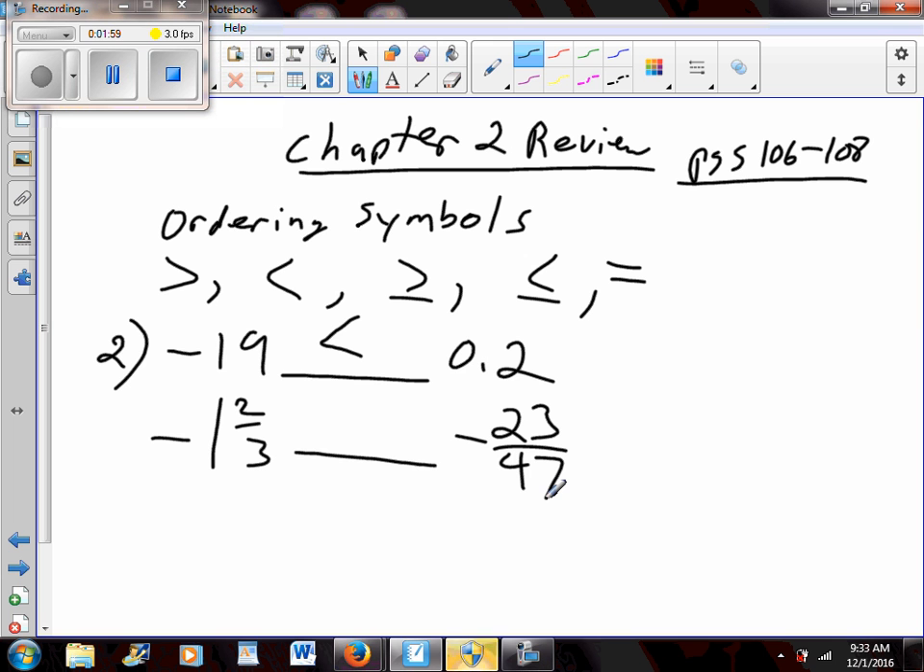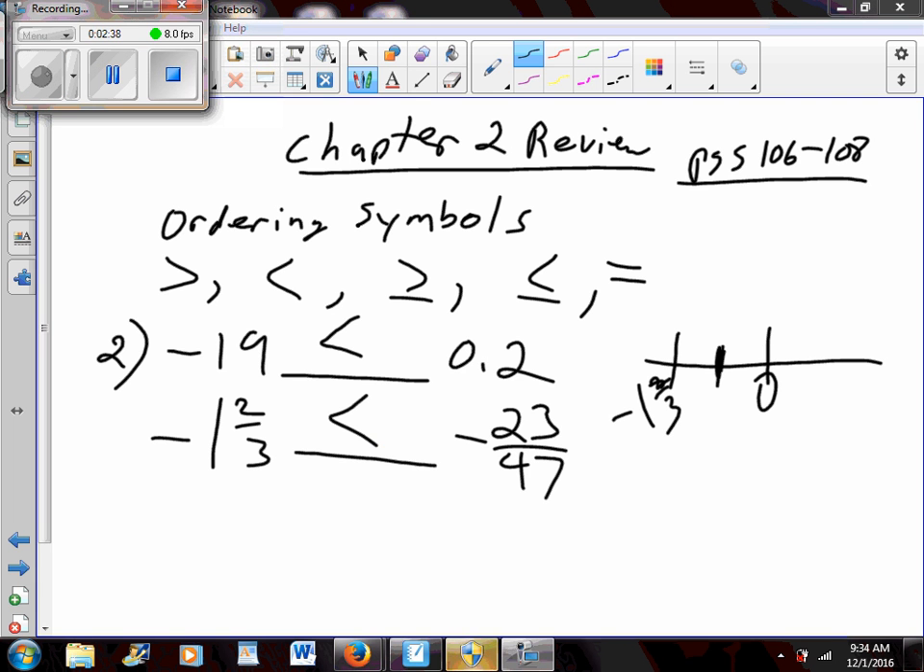So, because the negative 1 and 2/3 is further to the left, because if you were to picture these on a number line, let's say over here is a negative 1 and 2/3. This negative 23 over 47 is not even a negative 1, is it? So that's going to be somewhere over in here. So that means the negative 1 and 2/3 is less than, because it's further to the left. So you would say this, all right? And that would be your answer there. This basically encapsulates what you need to know about this part of the chapter, okay?